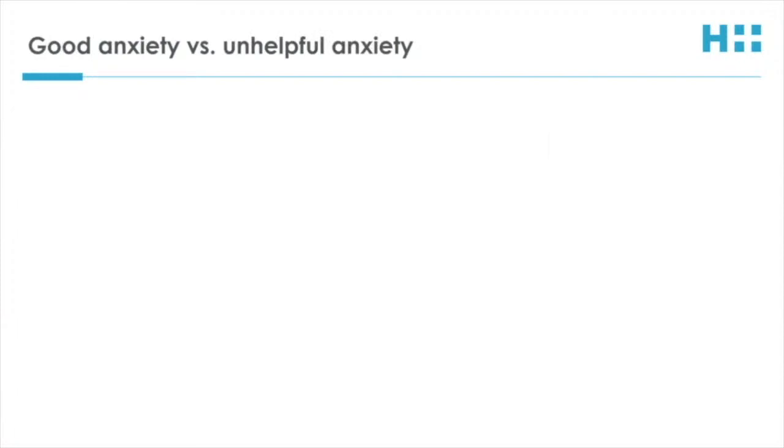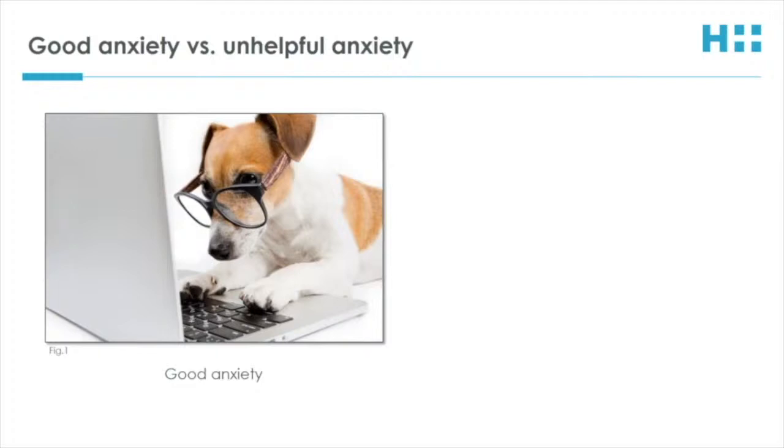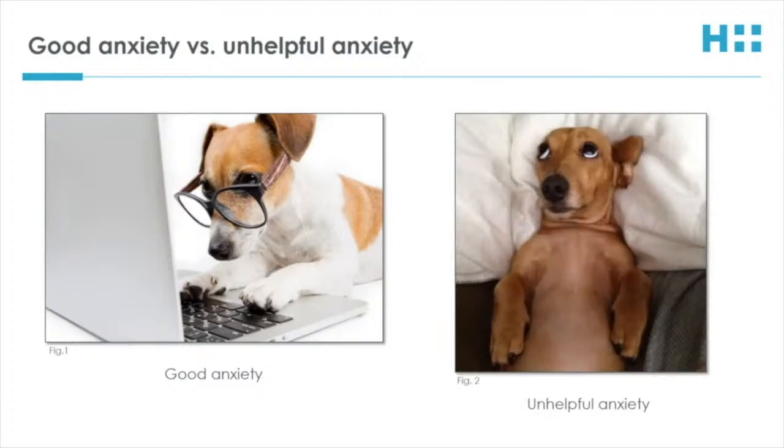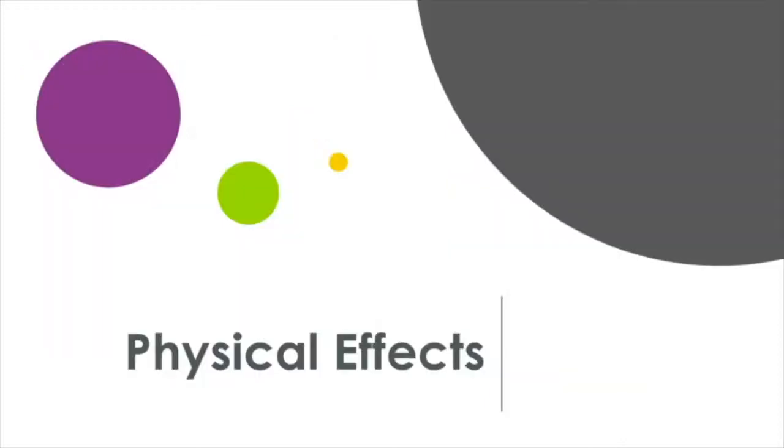It gets your adrenaline going and it can make you productive and motivate you. For example, if you're anxious about an exam, a bit of anxiety can motivate you to revise. And this is what we call good anxiety. Too much anxiety, though, can do the opposite. It can make you sluggish and lethargic, it can make you not want to do anything, and it can completely overwhelm you. It can even keep you up at night. And this is unhelpful anxiety. This is what we're going to go through now.